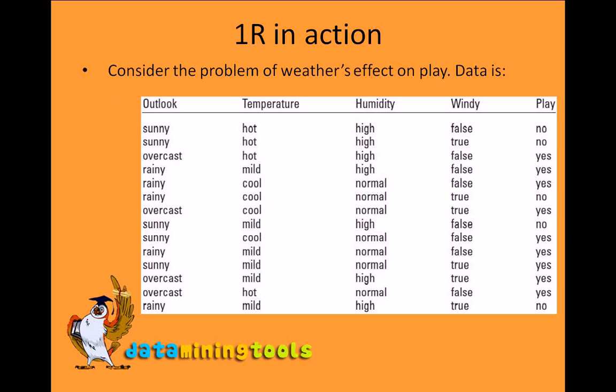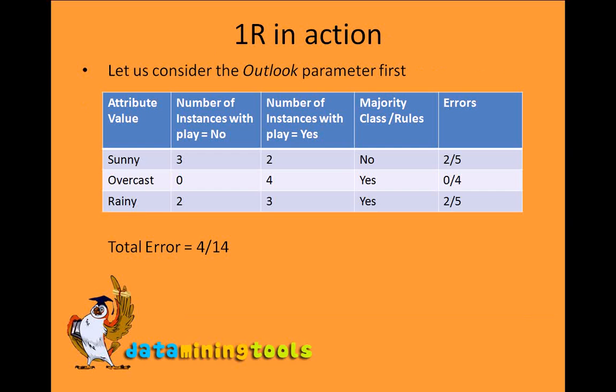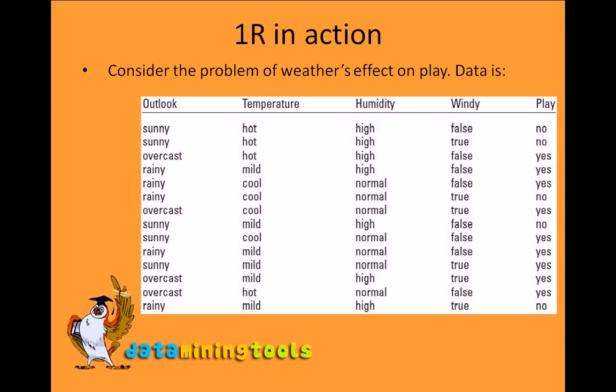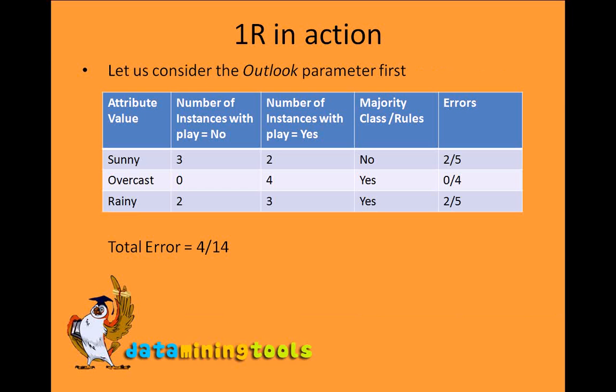For example, we have our weather data, as you can see over here. Again, as you can see, we have 4 attributes: outlook, temperature, humidity, and windy. We will be constructing a one-level decision tree for each of these attributes, and the number of branches in each tree will depend on the different values each attribute can have. We are considering the outlook attribute first. As you can see, it can have 3 values. It's a nominal variable. The 3 values are sunny, overcast, and rainy.